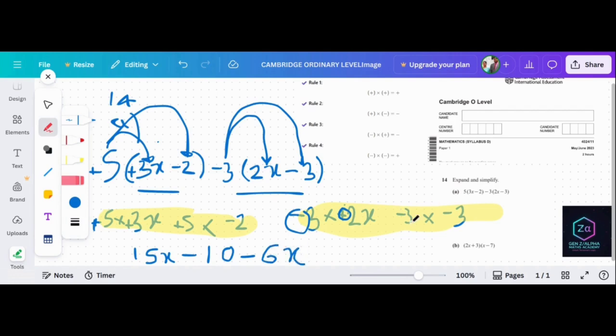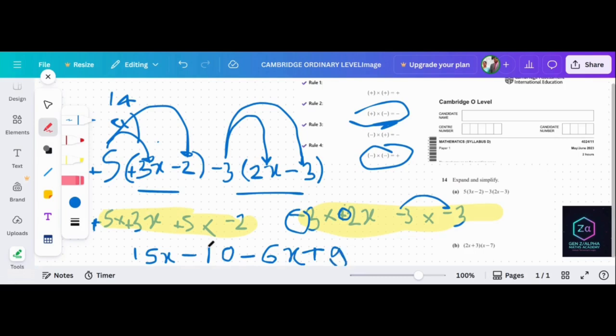Here, what has happened? Minus into minus. That one, rule number 2, right? Not rule number 2, it is rule number 4. Sorry. Minus into minus is plus 9. So now the brackets are removed, right?